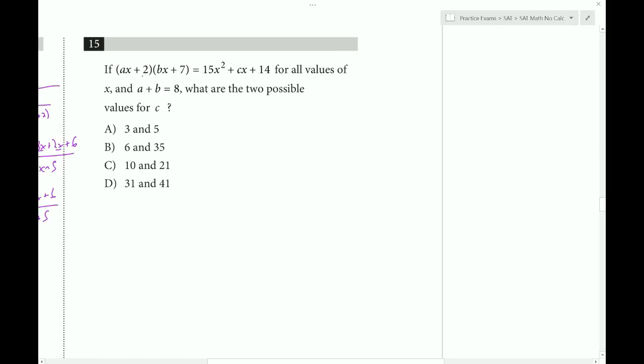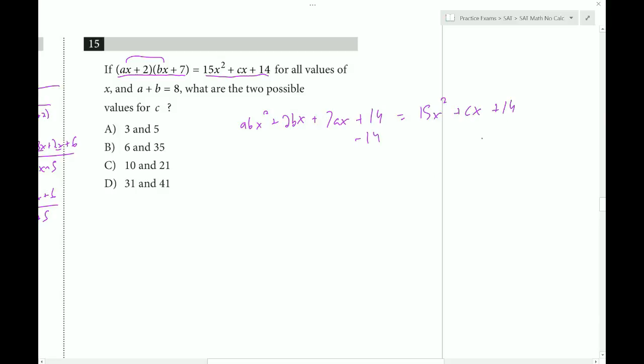Question 15. All right, so here I just need to FOIL this out, and then it would look more like what we have on this side. The other option, of course, is to factor this, but that's a lot more complicated of an option. So let's go with the foiling. So we get a times b times x squared plus, and you could do outer or inner first, but I like to usually do inner first, 2 times bx plus 7 times ax, and then the last would be 14. That's equal to 15x squared plus cx plus 14.